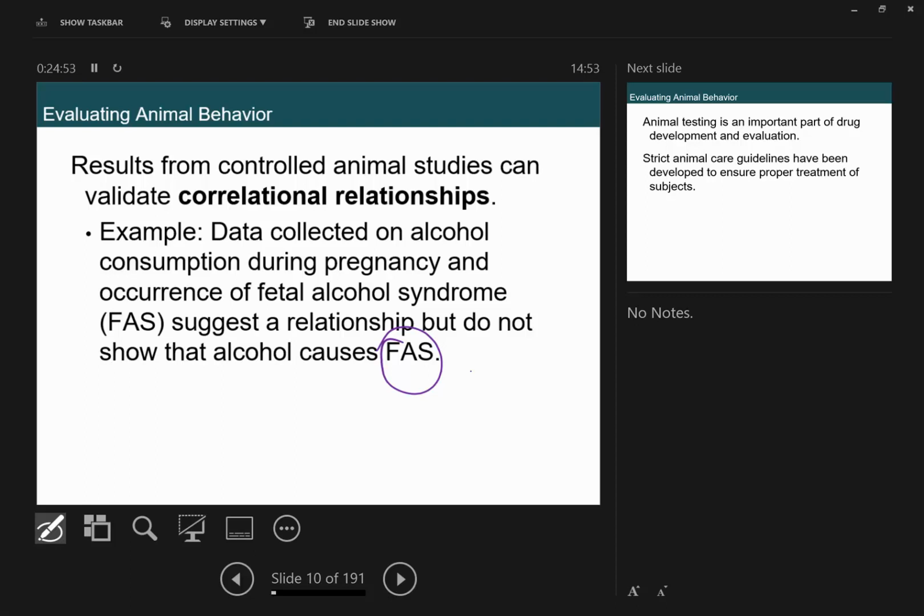Now we can take that correlational issue and turn it into a causal relationship, and with proper education and other outreach, we can drastically reduce the cases of fetal alcohol syndrome, right? Can really make that improvement.